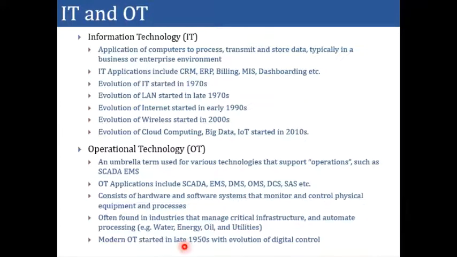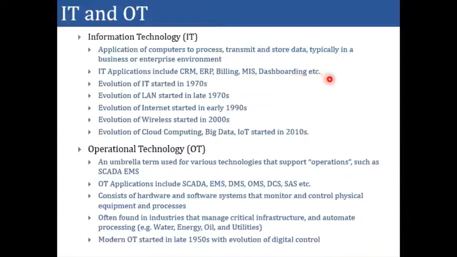Now, let us try to understand information technology and operational technology. In case of information technology, how will you define it? Information technology is nothing but the application of computers to process, transmit, and store data, typically in a business or enterprise environment. So, what are the applications which you can see in the IT domain? IT applications include customer relationship management, enterprise resource planning, billing, management information system, dashboarding.